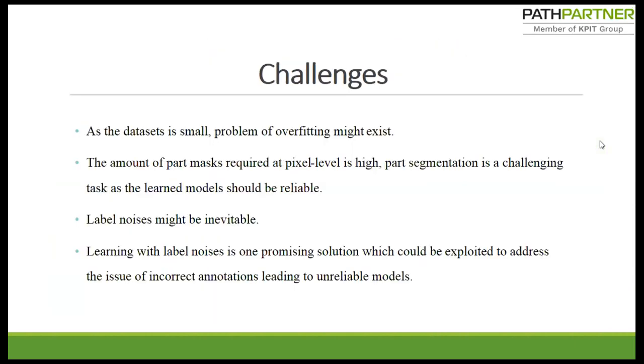So the challenges while taking this use case were that our data sets were a little small, so the problem of overfitting would have existed. The amount of part masks required at pixel level is very high because we need a very accurate, robust, reliable model. So the ground truth annotation of these data sets might be inevitable because the label noise was a little too much. So what we needed was something that would have an online refinement process so that this challenge would be addressed.